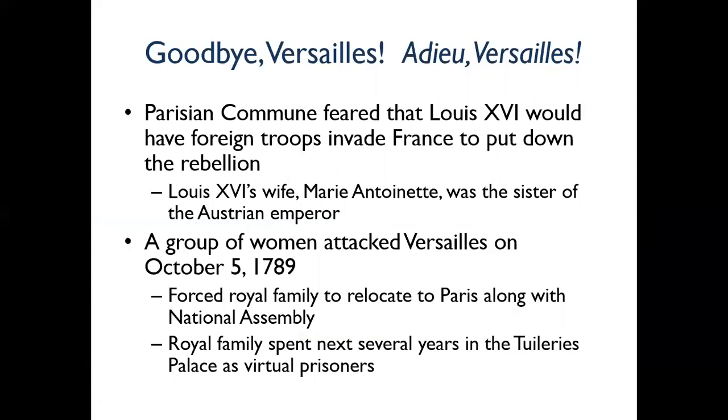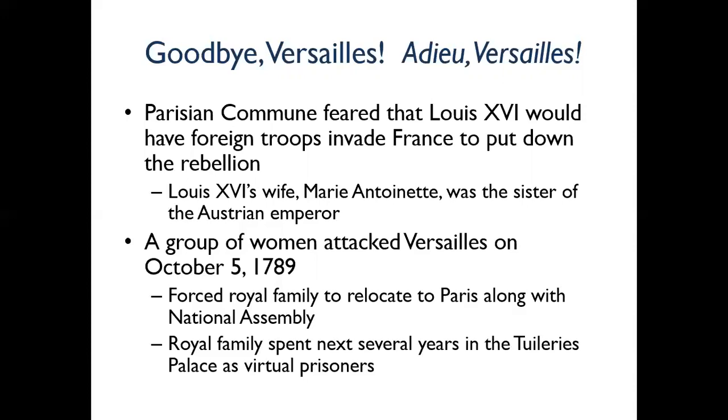Goodbye Versailles. Adieu Versailles. The Parisian commune feared that Louis XVI would have foreign troops invade France to put down the rebellion. Louis XVI and Marie Antoinette, the woman who was considered a lavish spender, was the sister of the Austrian emperor. A group of women attacked Versailles on October 5, 1789, and forced the Bourbon royal family to relocate to Paris along with the National Assembly.